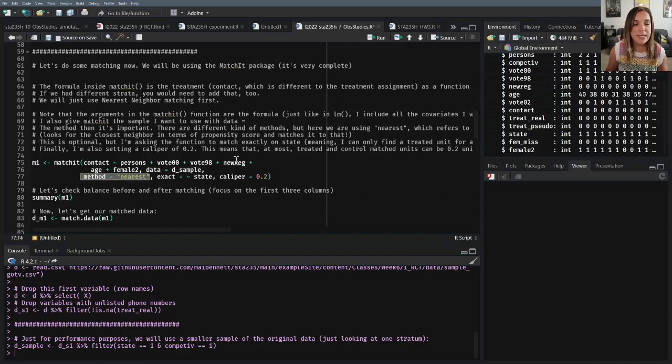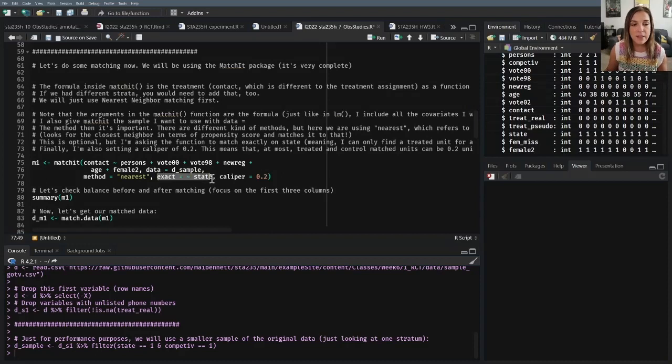And the third one is the method. In this case, we're using a nearest neighbor method. This is just the way that this function is going to go find similar people on the control side. So we're just using nearest for nearest neighbor. I have 2 additional arguments here that are actually not necessary. You can add them or not, depending on what way you want to match.